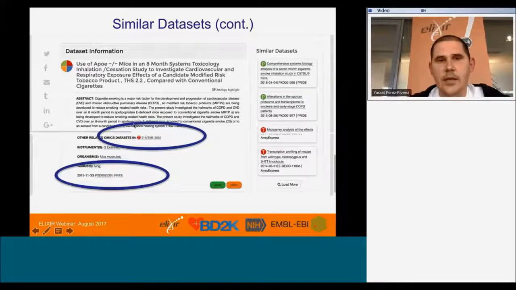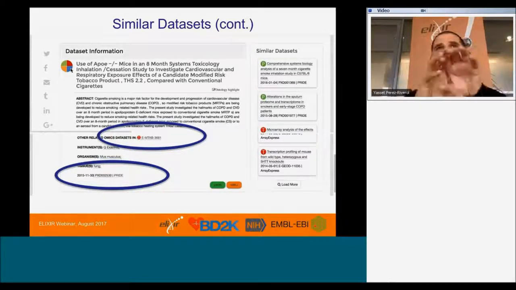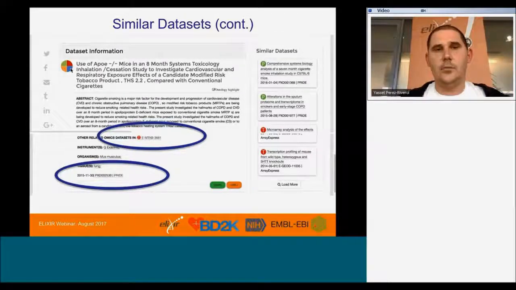This is actually a data set that is in PRIDE, but the related data set in the same publication is in ArrayExpress. And here is the data set in PRIDE, the one that we are having a look at, annotated as multi-omics, because, as I explained, when two data sets from different omics types are linked by the publication, they are annotated as multi-omics.